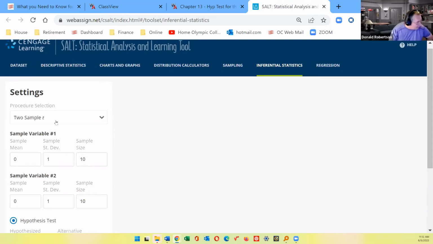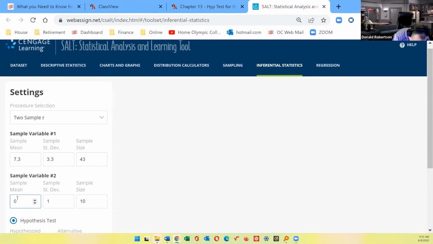All right, so 2 sample t-test. I'll put in the mean, which was 43. No, it wasn't. I'll put in the mean, which is 7.3. The standard deviation was 3.3. And the sample size here was 43.